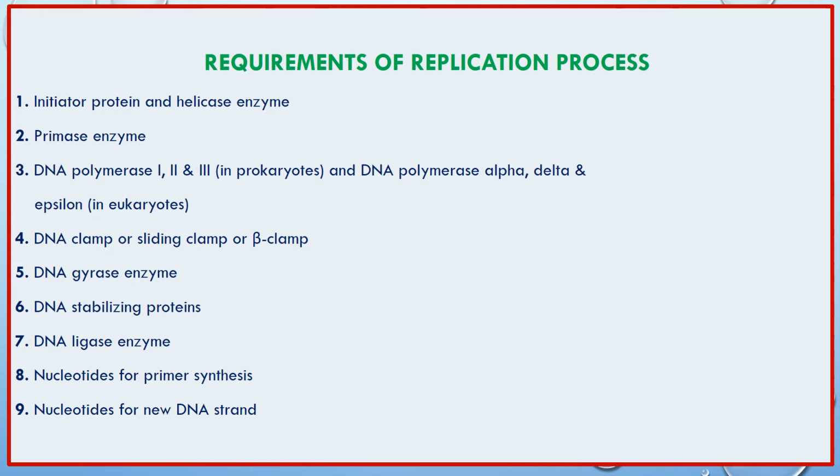The primer is basically a short sequence of RNA. So here the nucleotides of the RNA will be required, and then the nucleotides for the synthesis of new DNA will be of deoxyribose type. They will be required for the synthesis of new daughter strands. We will discuss all these requirements in the next slides.